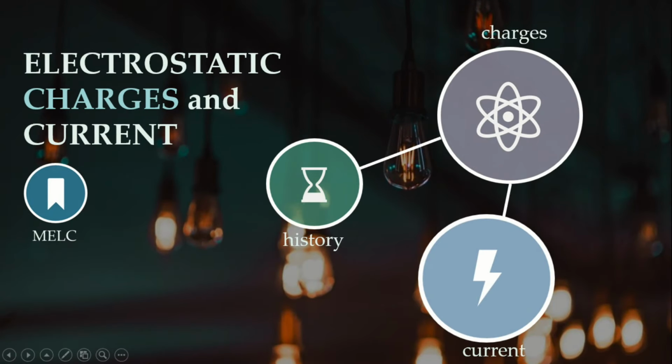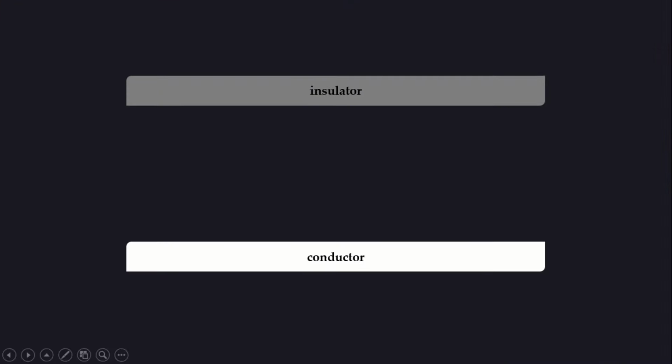Are we done? Not yet. Unless we know the difference between an insulator and a conductor, we will not really understand electricity. Let's take a look at what a current is. There are 2 types of materials that we will look at in the way they interact with charges.